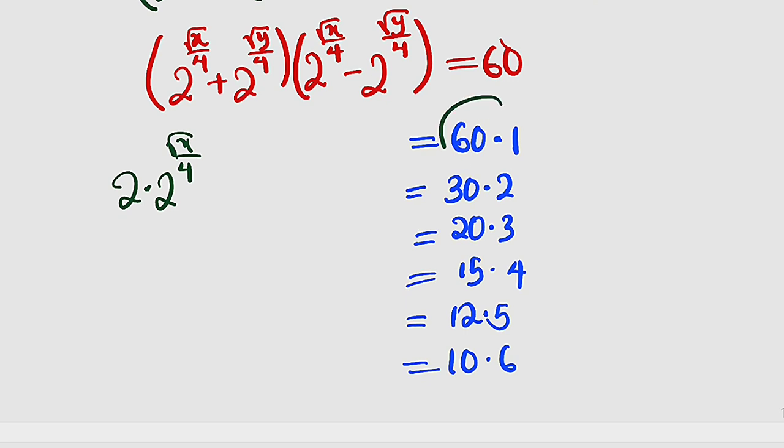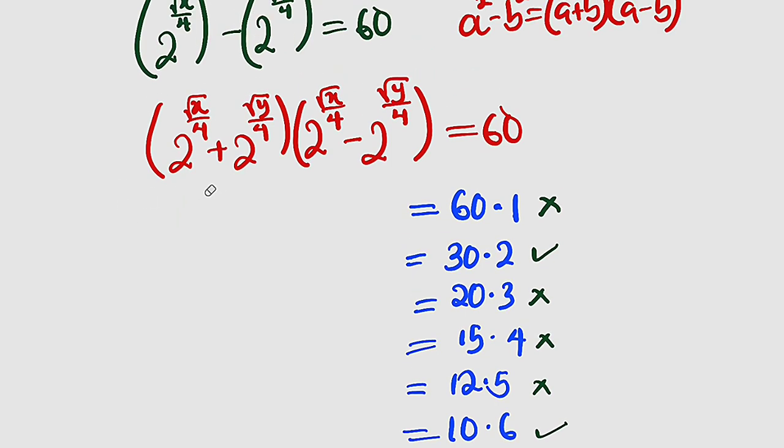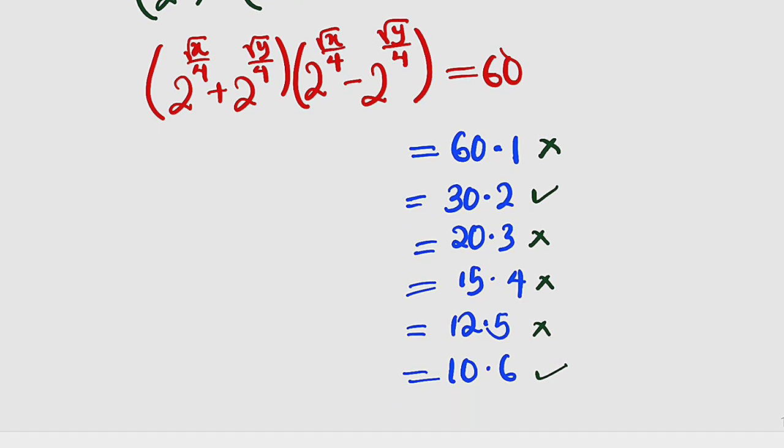Hence, we have to get a combination here that is also even. So let's observe. 60 plus 1 is 61, which is odd. This is even. This is odd. This is odd. This is odd. And this is even. So we have only 2 combinations that can give us an even number. So it implies that either the first factor is 20 and the second one is 3, or the first one is 10 and the second one is 6.